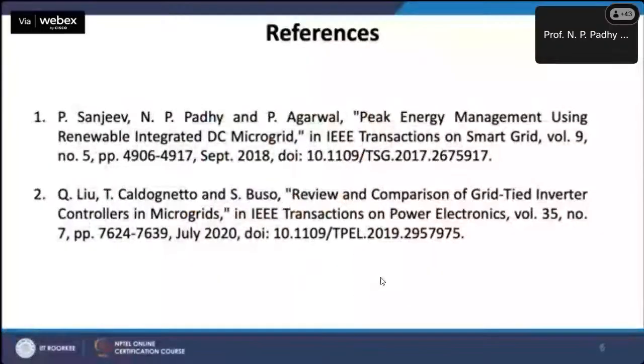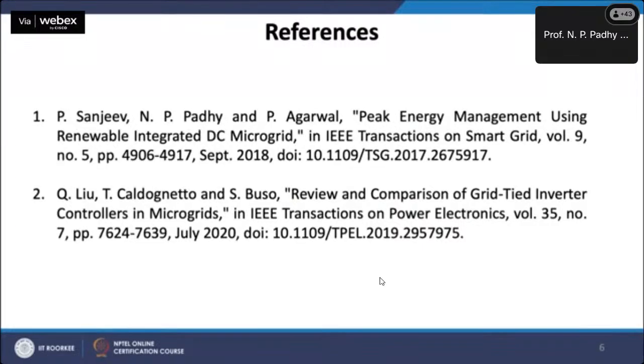From these test cases, we have witnessed the energy exchange between the AC grid and DC microgrid. Now, moving to the references, all the test material which has been presented before you, we have referred to the following references very closely. However, I also suggest you refer to important textbooks and many more references for your kind consideration.